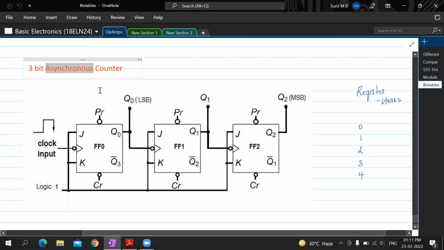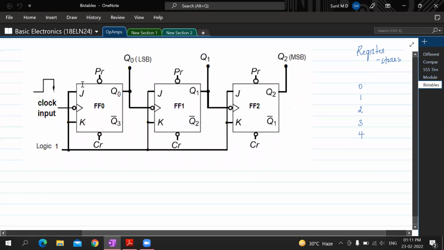Now, how to make this work as a 3-bit counter is what I'll be explaining to you. Now, just lend your ears. Be very careful in what I'm explaining now. Can you tell me, seeing this particular clock, seeing all these clocks, do you think these clocks are negative edged or positive edged clocks?